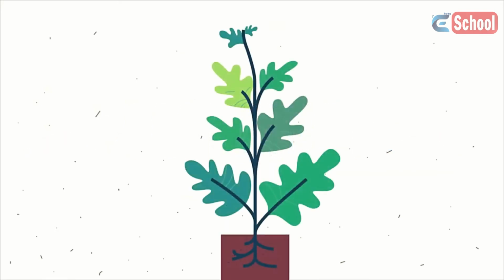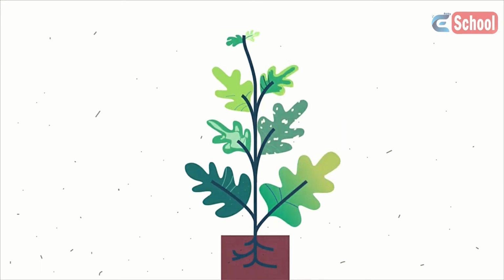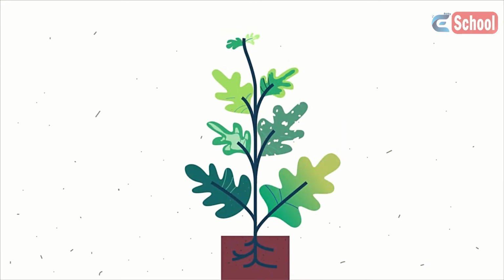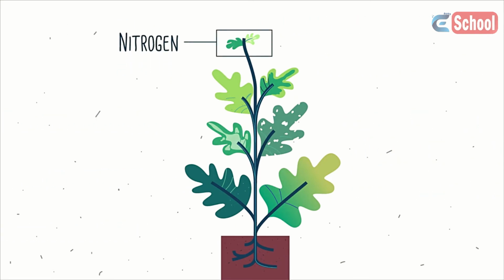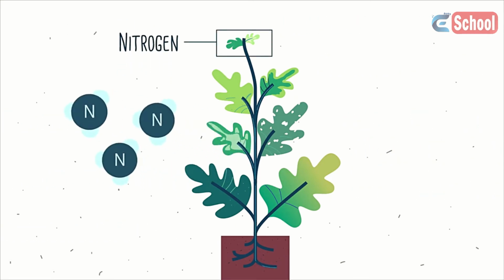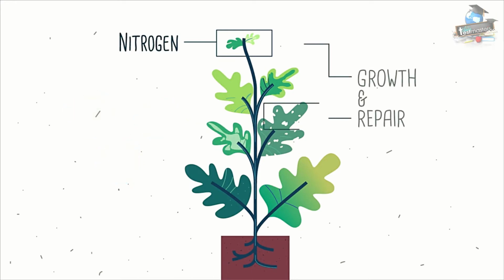Sometimes disease is not caused by an infection, but by a nutrient deficiency. In fact, plants can be damaged by a range of ion deficiency conditions. For example, stunted growth caused by nitrogen deficiency. Nitrate ions are needed for protein synthesis and are therefore important for growth and repair, as well as all of the plant's enzyme-controlled functions.